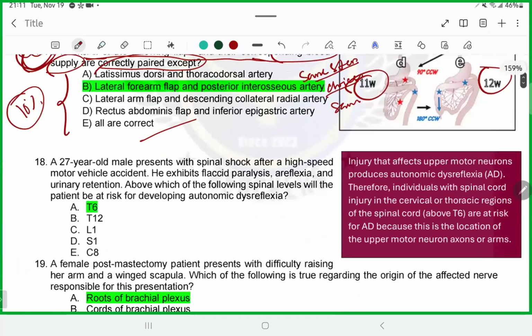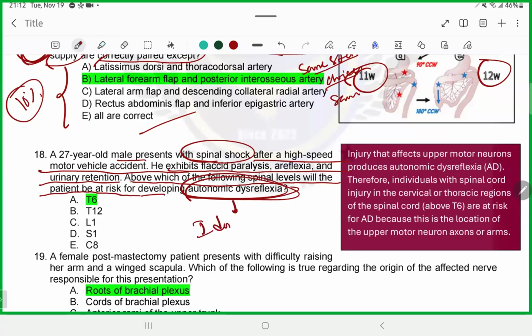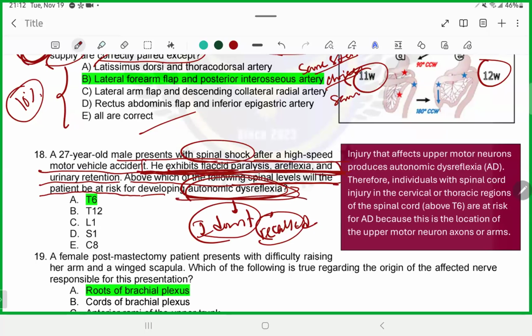Anyway, a 27-year-old male presents with spinal shock after a high speed motor vehicle accident. He exhibits flaccid paralysis, areflexia, and urinary retention. Above which of the following spinal levels will the patient be at risk of developing autonomic dysreflexia? Guys, this word, I don't know if they gave it or the people who recalled it gave it. They just give symptoms, and this matches that they are giving symptoms. But autonomic dysreflexia, I don't know if they used it.